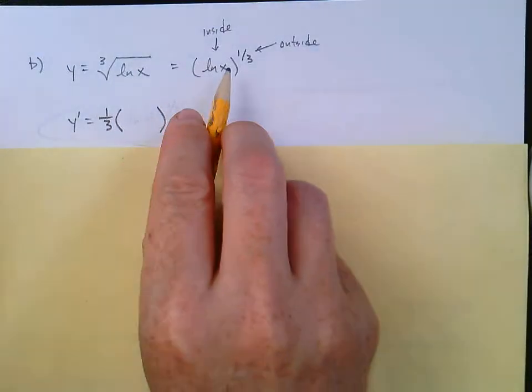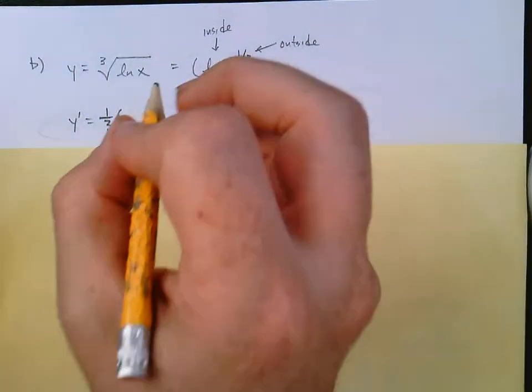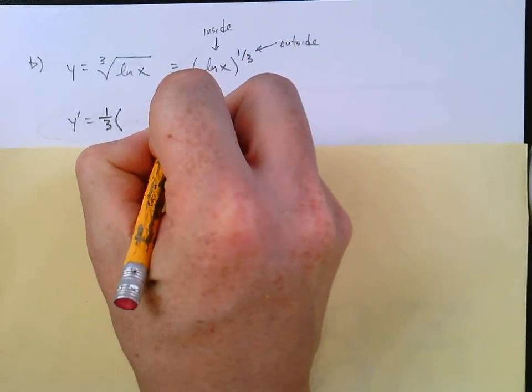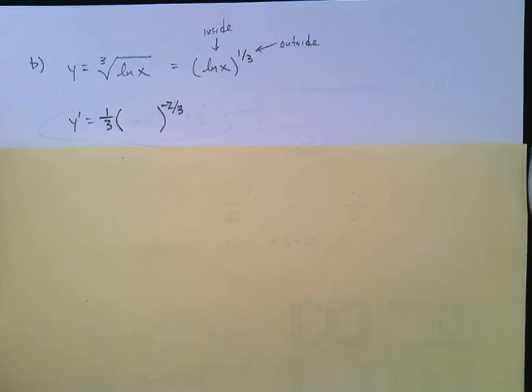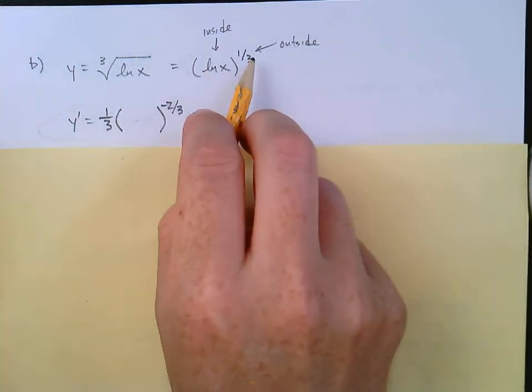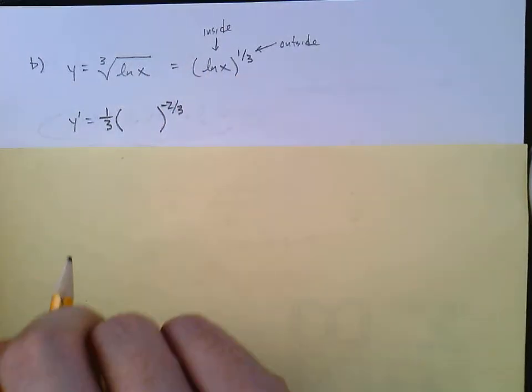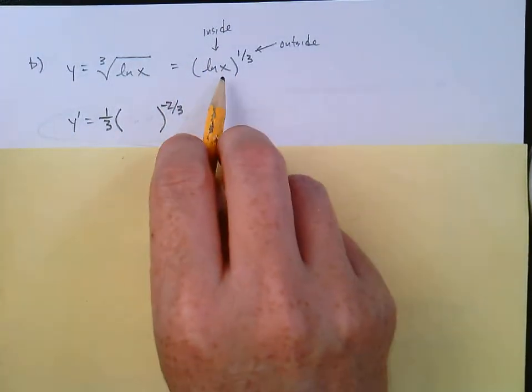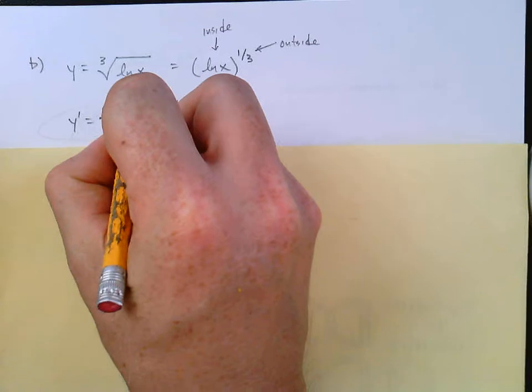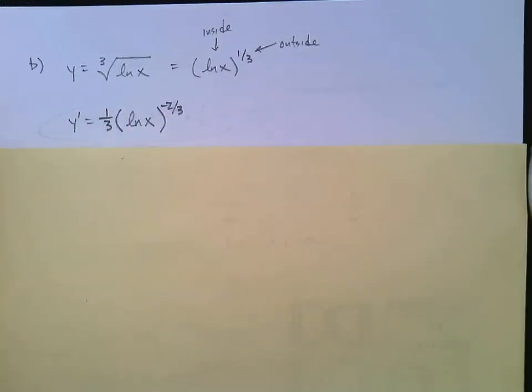And I'll leave this blank for now. We subtract 1, that would be negative 2/3. So that's like the f prime in the formula. That's the derivative of our 1/3 power. And we know for the time being, we're just going to copy that natural log x right there. So there's the derivative of the outside.